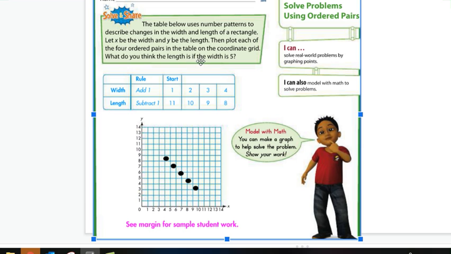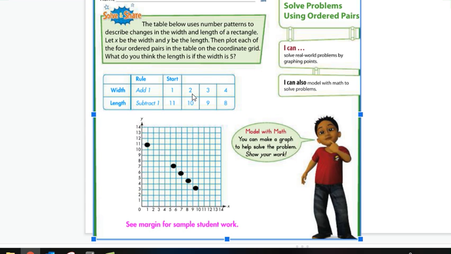What do you think the length is if the width is 5? So we're starting here with 1, 11. The ordered pair for the very first beginning is (1, 11). So I am going to take one of the dots that I have here, and I am going to go over 1 and up to 11. That is where I'm going to move it. That's my first plot.